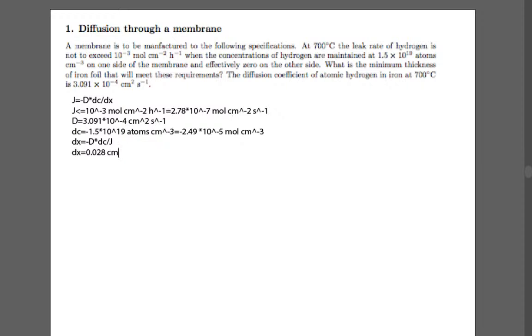So that's what you need to have for this membrane. You need to have the thickness of 0.028, just to make sure that the diffusion rate would be that high. So that's that. Good job, guys.